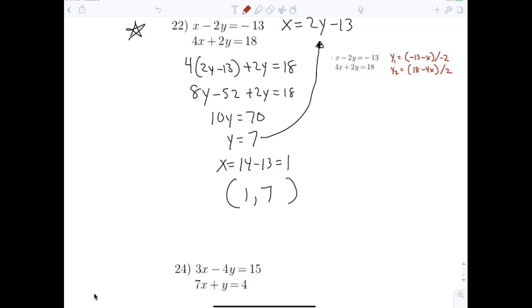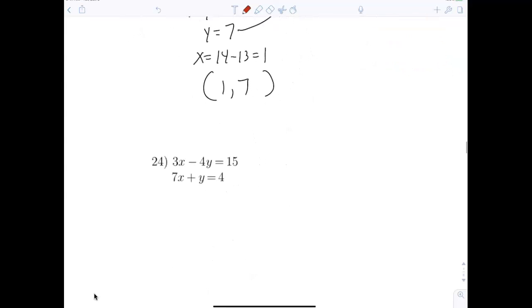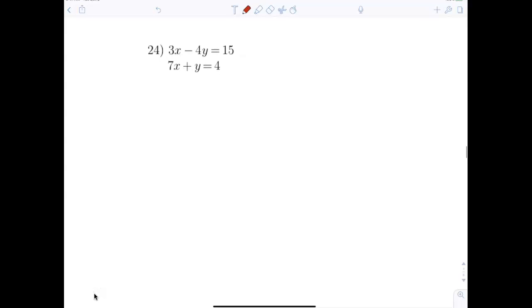Then we're going to do 24. So what equation is the best one to solve for a variable for? The bottom one, right? So for the bottom one we would just say what? Y equals, negative 7x plus 4. All right, so everybody get on that. Solve it real quick.